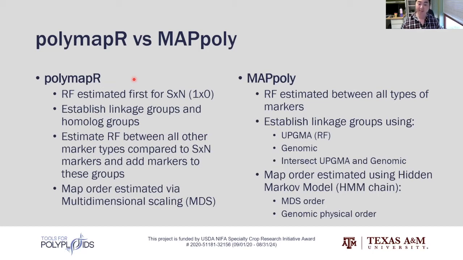Then the map order is estimated using a hidden Markov model, or HMM chain. The HMM chain implemented in MapPoly requires an a priori order, which can either be an MDS order that you provide for it to run the chain on, or you can use a genomic physical order if your markers have that data associated with them.